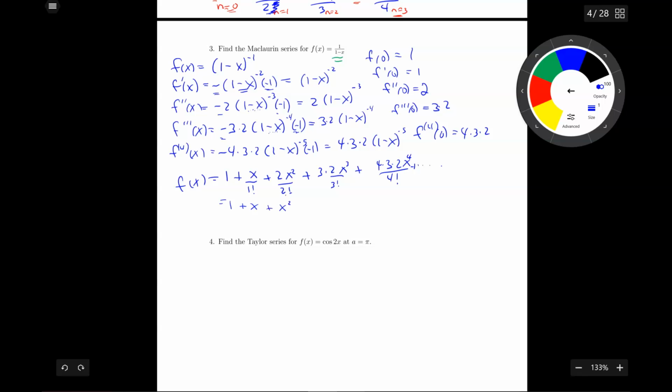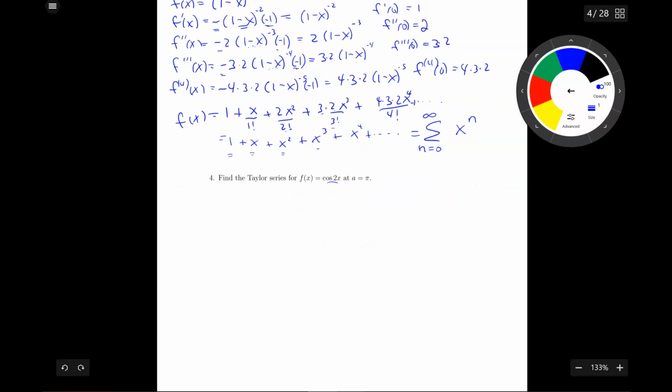The 2 and the 2 factorial go away. Look at that. The 3 times the 2 and the 3 factorial go away. The 4 times 3 times 2 and the 4 factorial go away, so I'm left with something really simple to find the summation of, right? So if I want to plug in n equals 0, 1, 2, 3, it's all positive. It looks like it's just going to be x to the n. That's nice.